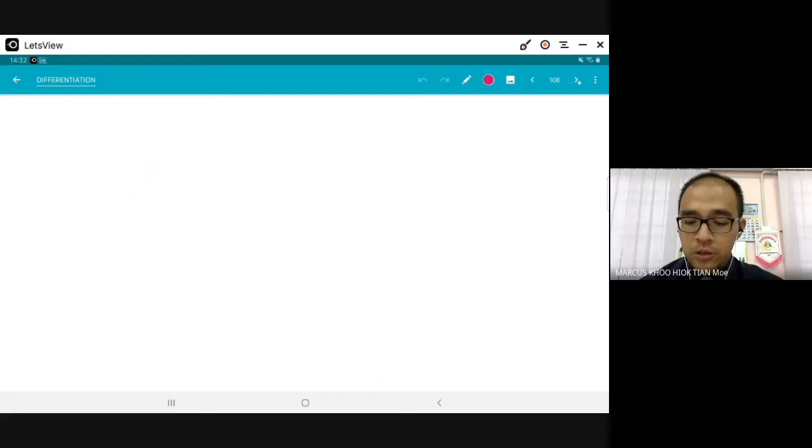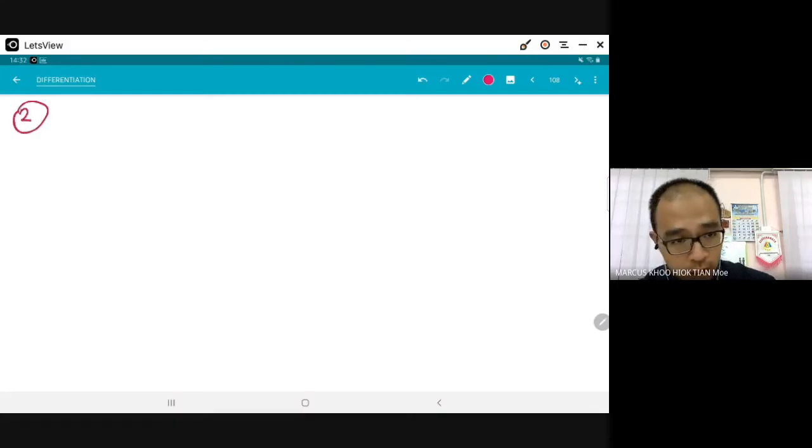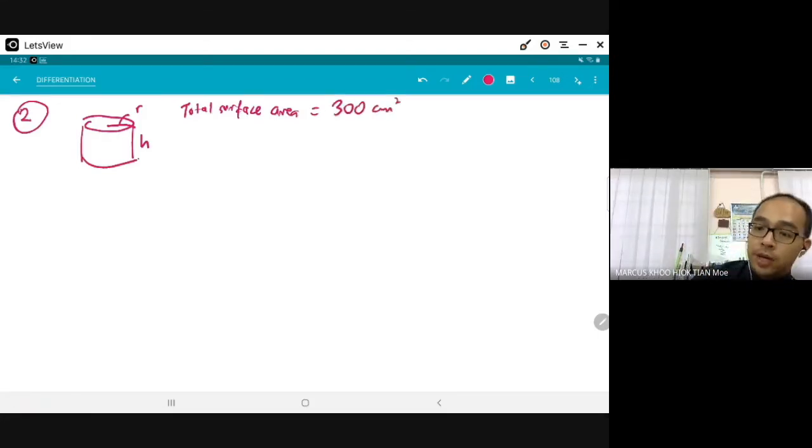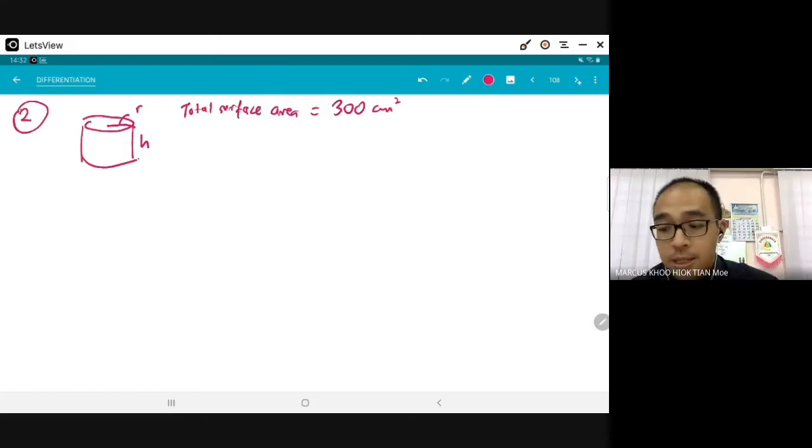I feel that you guys need to do this now. Page 26, I'm going to do question number 2. In the diagram below, you have the radius over here and the height over here. The total surface area is 300 centimeters squared. The question is, express h in terms of r.